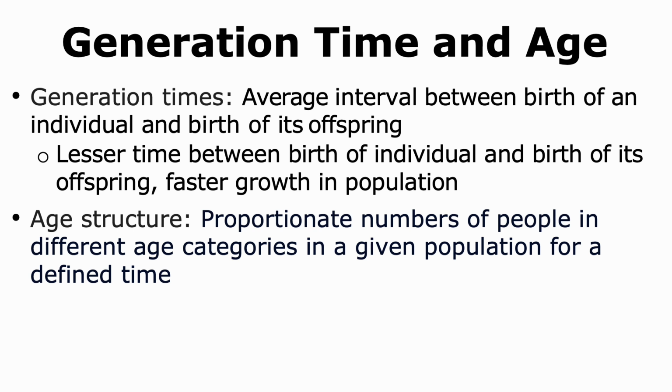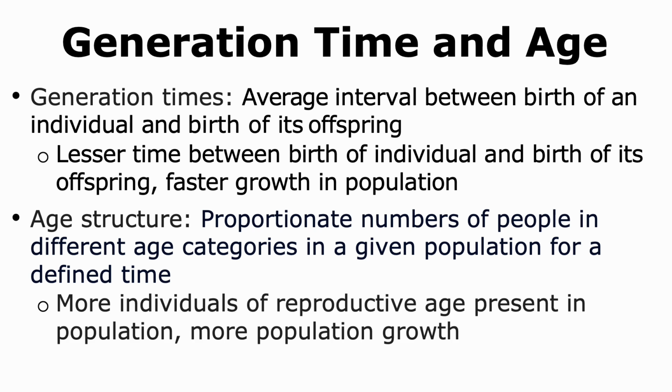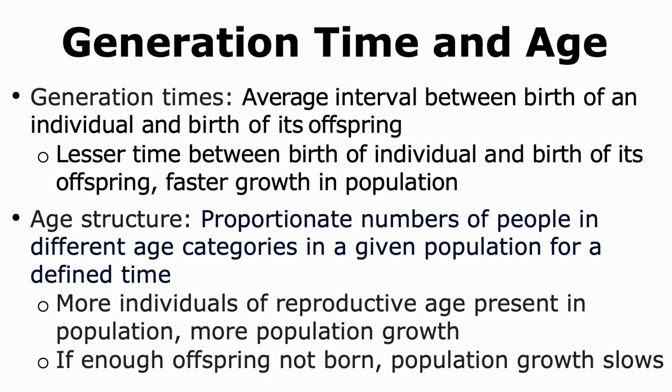As we have different age groups in a population, it can affect the growth of the population. The age structure is the proportionate number of people in different age categories in a given population for a defined period of time. The more individuals of reproductive age that are present in the population, the more population growth there is. The population growth will slow down if enough offspring are not born.